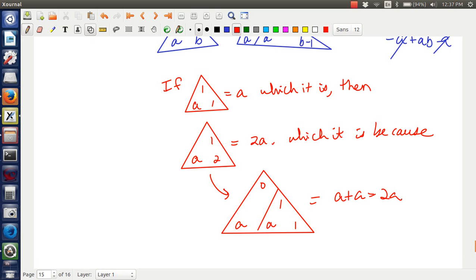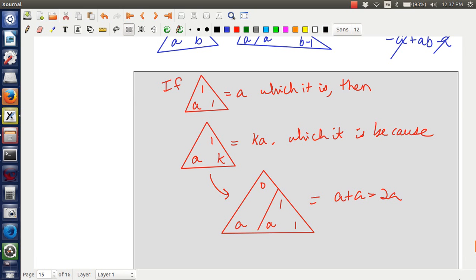Okay, so if this is true, then we're going to adjust this a little bit. We're just going to say, well, if this is, say, K, then this is going to be K times A. It's true because if K keeps becoming 3, 4, 5, and so forth, this is true because, so this is essentially what it's saying.